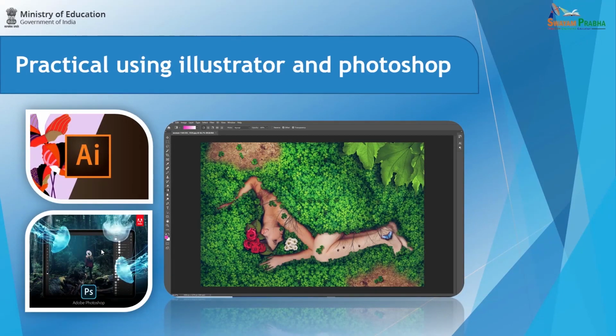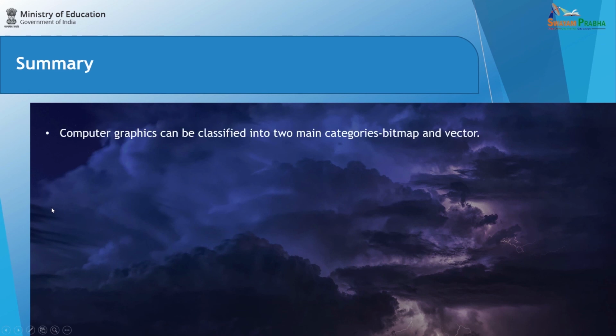Now it's time to summarize and conclude the class. Today we learned a little about Adobe Illustrator and Photoshop also. Both tools are really very powerful, but with respect to our requirement we are going to utilize either application, right? So now let us summarize today's class. Computer graphics can be classified into two main categories. What are the main categories? Vector graphics, and second is the bitmap graphics, or sometimes it's called raster graphics also, right?